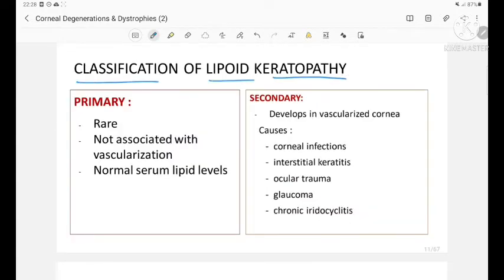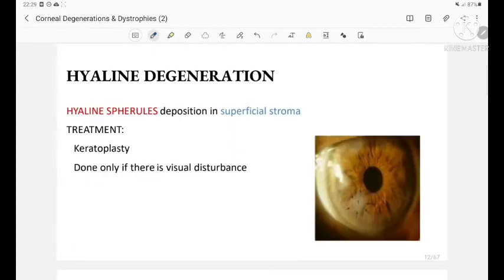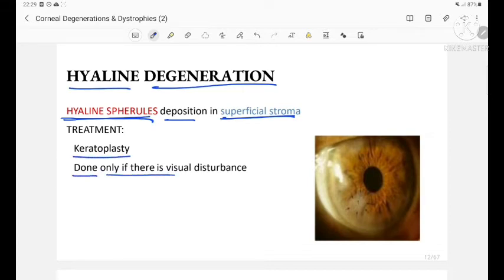Classification of lipoid keratopathy: primary and secondary. Primary is rare and it is not associated with vascularization, and the lipid levels are normal in serum. Secondary lipoid keratopathy develops in a vascularized cornea, the causes for which are corneal infections, interstitial keratitis, ocular trauma, glaucoma, and chronic iridocyclitis. Next, the hyaline degeneration. Hyaline spherules are deposited in the superficial stroma of the cornea. This is hyaline degeneration, treatment for which is keratoplasty, and it is done only if there is visual disturbance.